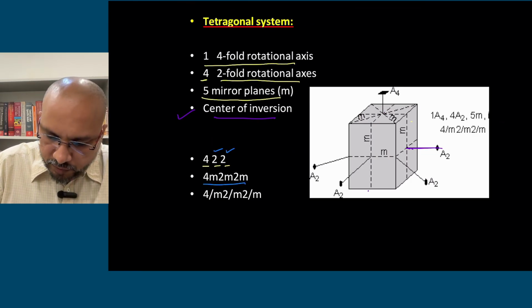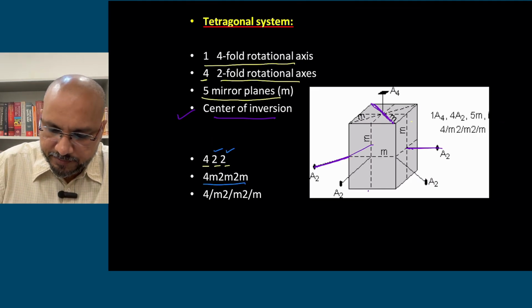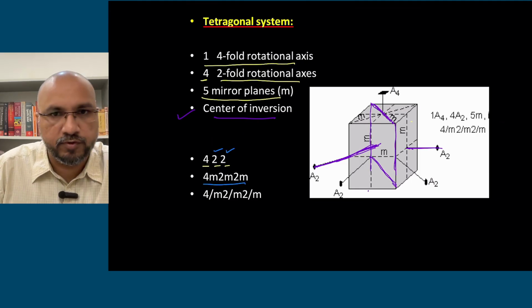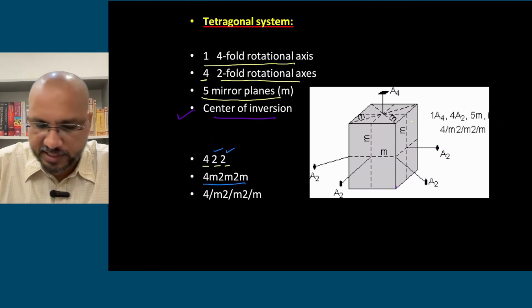And for the two-fold rotation axis that is passing through the edge, for this, the diagonal mirror plane will be perpendicular. It is going through its center. So this diagonal mirror plane will be perpendicular to this two-fold rotation axis which is passing through the edge. This is also 90 degrees. So we have three mirror planes that are perpendicular to the unique rotation axes.